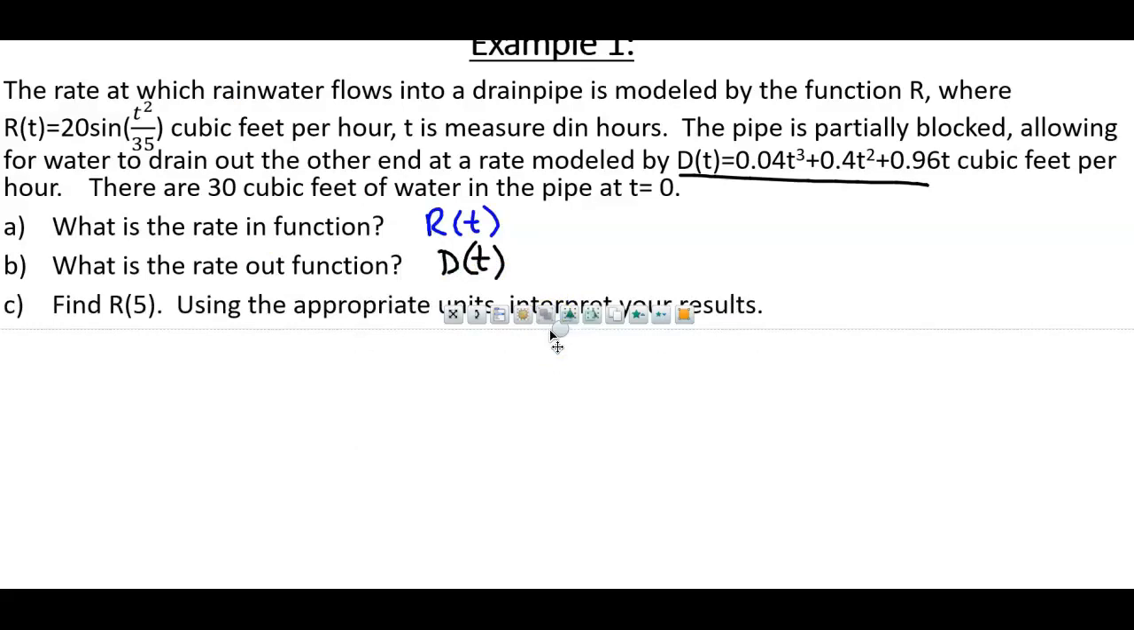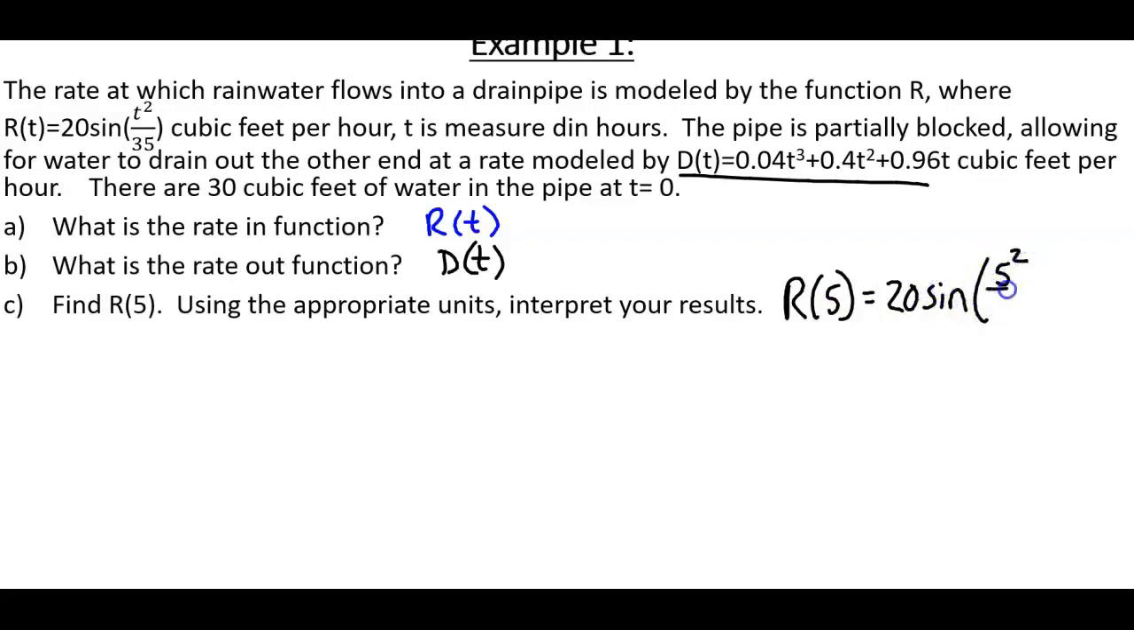Find R of 5 and, using the appropriate units, interpret your results. R of 5 would mean we're just plugging 5 in. Okay, and now this is where we're going to start using our calculator a little bit. Like I said, most of Unit 7 we're going to be using calculators.